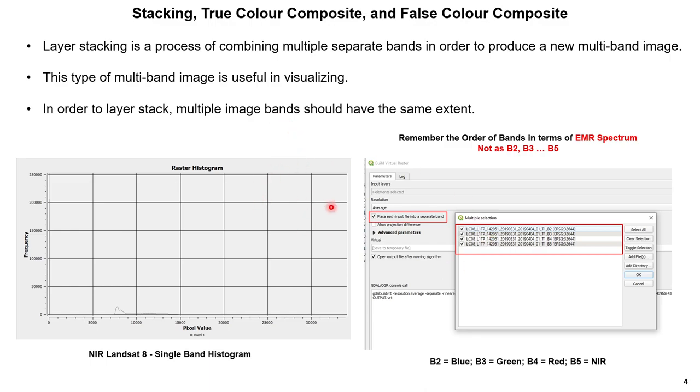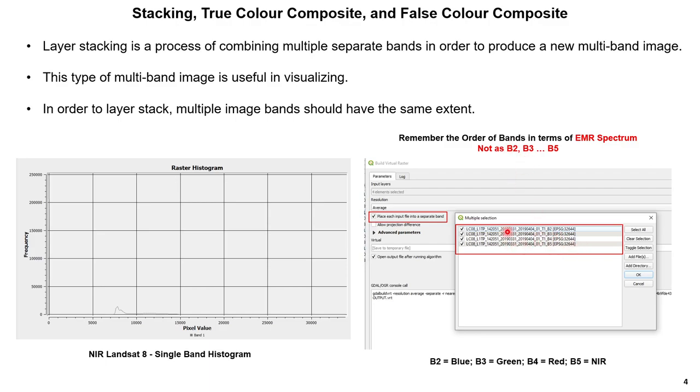Here in this picture, I have shown the NIR band of Landsat 8. It is only a single band, and you can see a small feature here, because there are a large number of no data values. The zeros are very high. That's why this raster histogram is very small. These are the recorded values from the NIR band of Landsat 8. And we saw the different bands, band 2 to band 6, and we can stack them in QGIS.